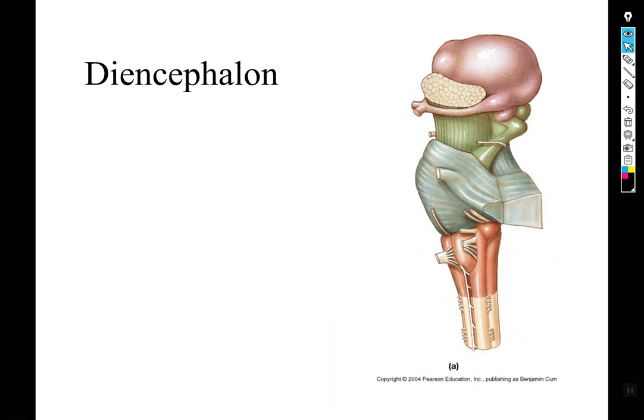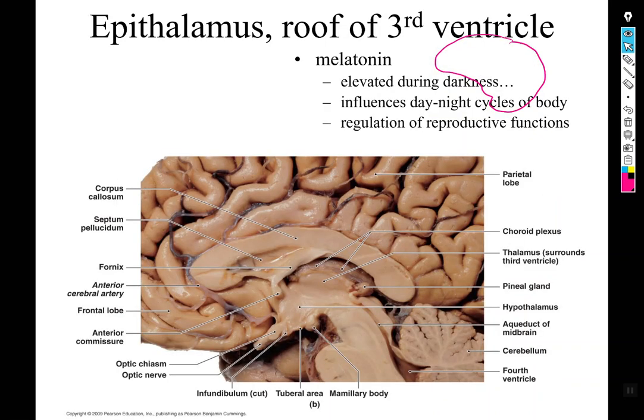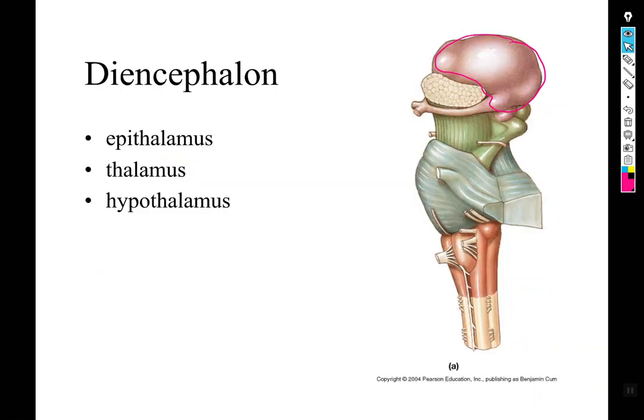All right, moving on to the diencephalon. That's up here. So the diencephalon includes the epithalamus, the thalamus, and the hypothalamus. Those are the three parts. So really it's reductive to say that it's just the diencephalon. It's really a lot more than that. And each of these parts have their own specific jobs. So we're going to look at each of those jobs in turn.